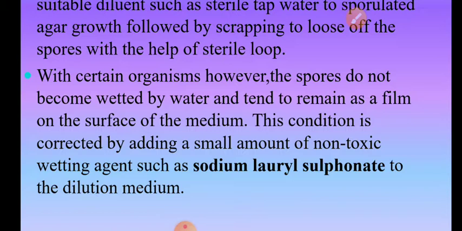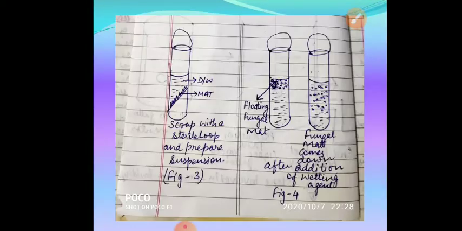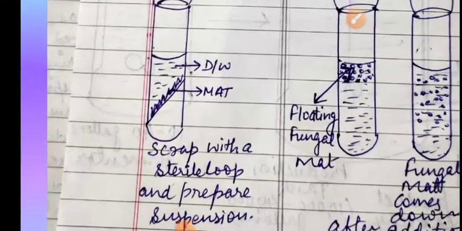In that case, we add a sterile non-toxic wetting agent. The wetting agents reduce the surface tension so that the spores get wetted or they come down into the medium. We can do this by adding sodium lauryl sulfonate. So this is how we can do it.